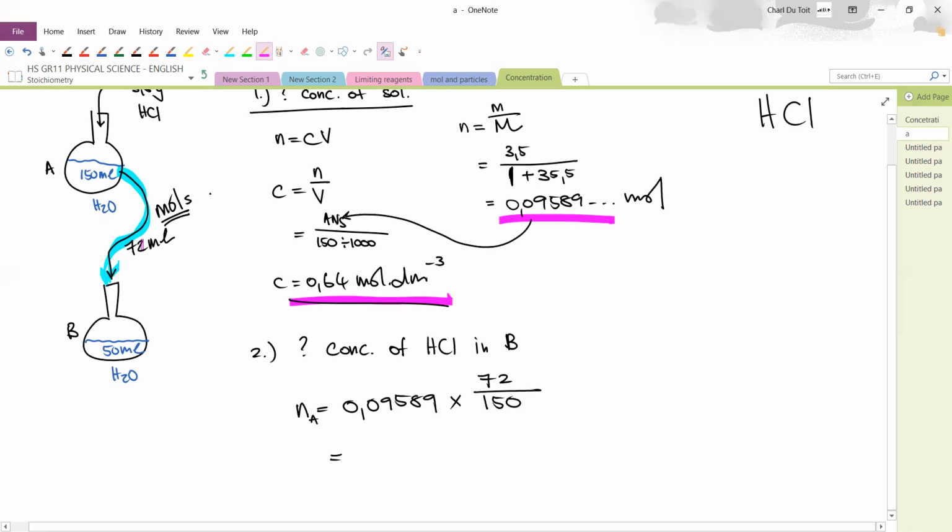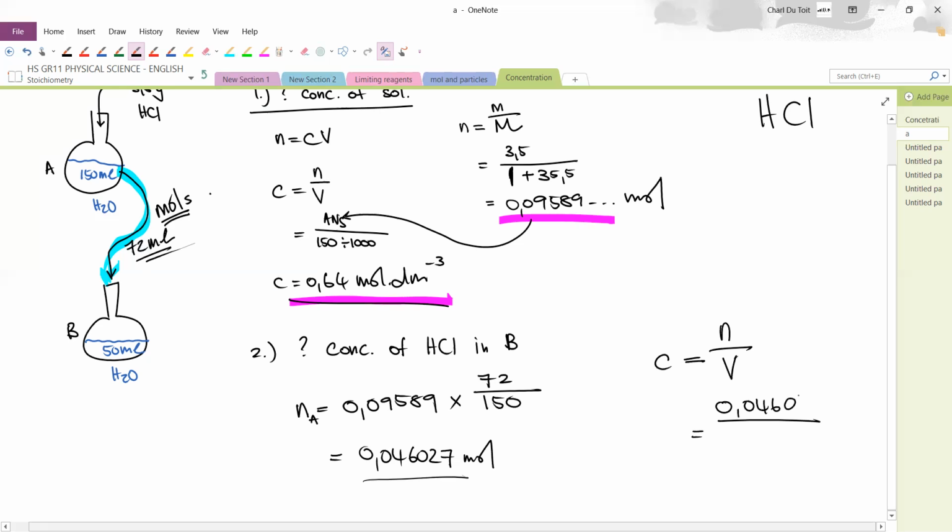So let's do that. The answer is like 0,46027392726. So I'm taking out 0,04602.7. That's enough decimal mole. That is there in the 72 milliliters. So now I can answer the question, because in B, the concentration will also be the amount of mole divided by the volume. And there's only water in it. So the mole I'm adding are these 0,046027. And I'm dividing it with the total volume. Look, there's already 50 milliliters in it, and I'm adding another 72 milliliters. It's 122. Yeah, 122 divided by 1,000.